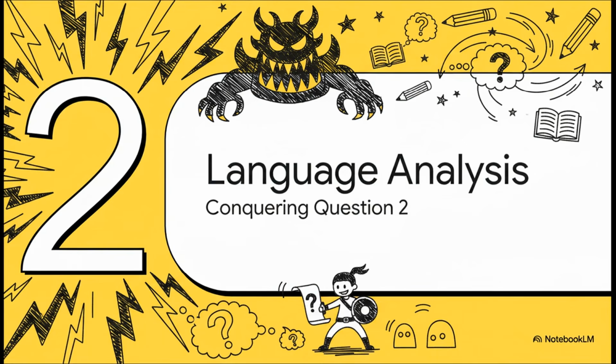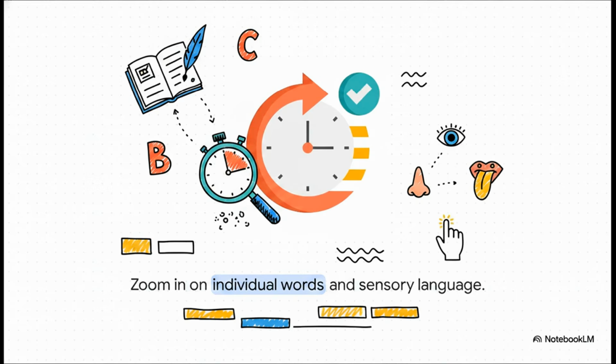Moving right along to Section 2, Mastering Language Analysis, Conquering Question 2. This is our first real escalating boss battle. With those quick question 1 marks securely in the bag, we face question 2. You have exactly 12 minutes here, so every second counts. The core goal is highly specific. You need to zoom in microscopically on individual word choices, sentence forms, and sensory language. The examiner is literally asking you how the writer uses language, so broad, vague summaries just won't cut it. We have to get microscopic.